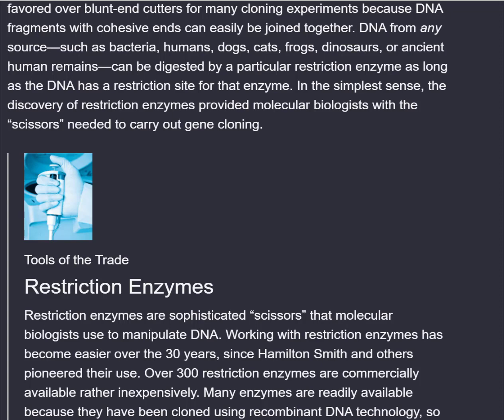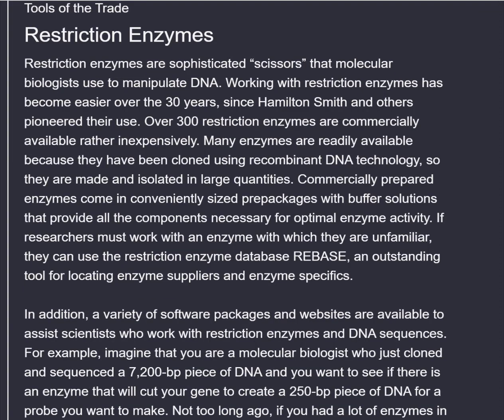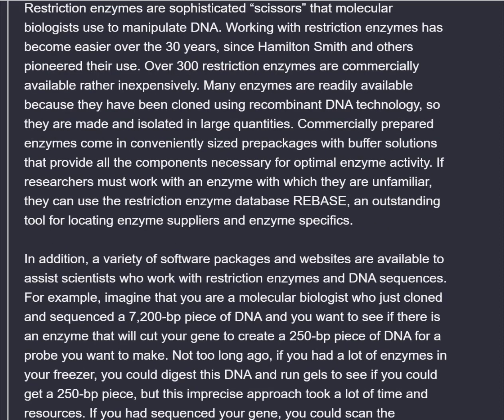DNA from any source such as bacteria, humans, dogs, cats, frogs, dinosaurs, or ancient human remains can be digested by a particular restriction enzyme as long as the DNA has a restriction site for that enzyme. In the simplest sense, the discovery of restriction enzymes provided molecular biologists with the scissors needed to carry out gene cloning. Tools of the trade: restriction enzymes. Restriction enzymes are sophisticated scissors that molecular biologists use to manipulate DNA.